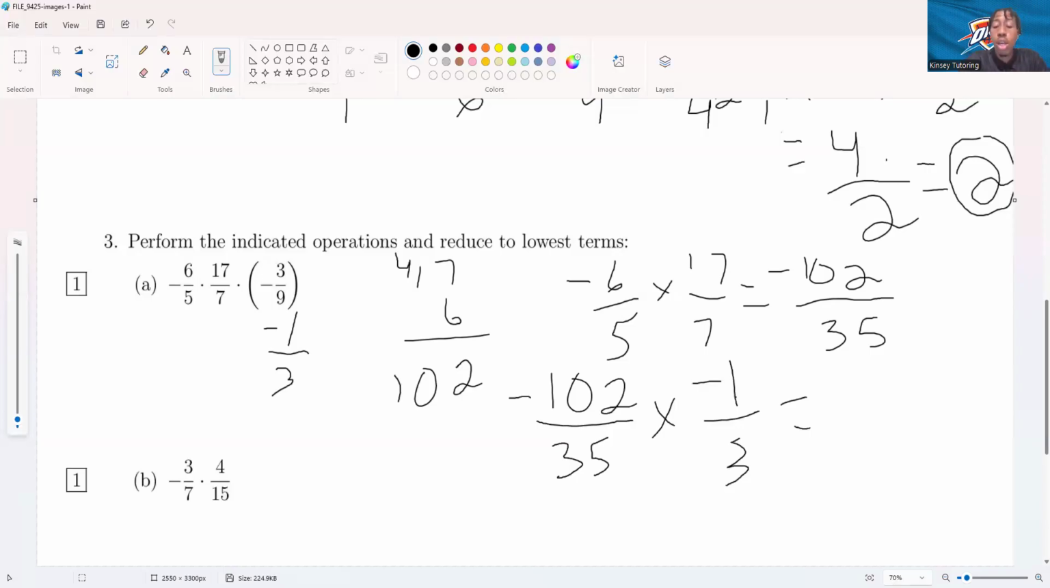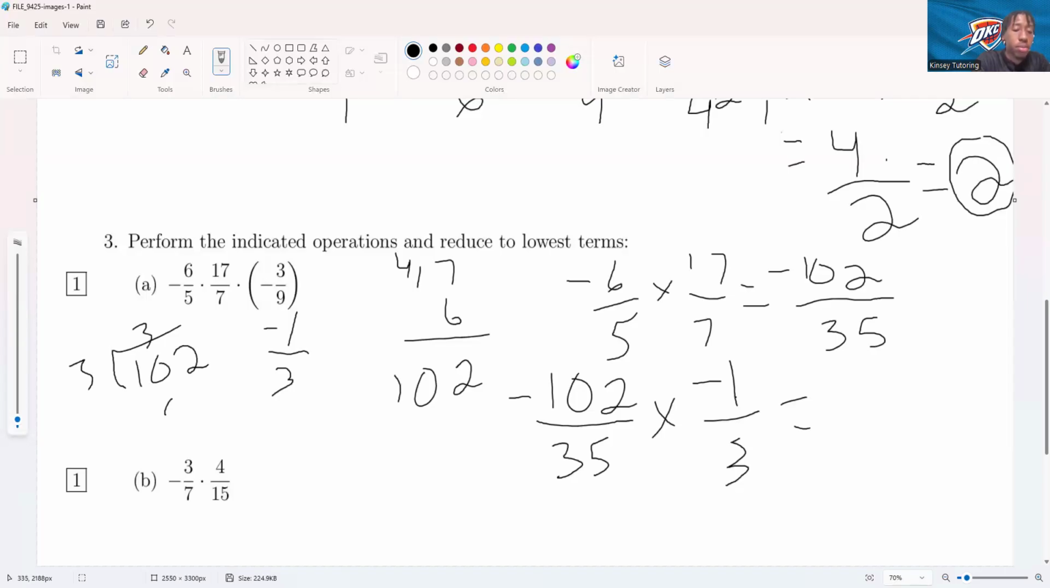Now, 3 and 102. So the rule with finding out if a number is divisible by 3 is you would add up all the digits of that number, and if the sum of that number is divisible by 3, then it's divisible by 3. So 1, 0, and 2. So 1 plus 0 plus 2 equals 3. So 3 goes into 3. We know that, right? So now we just got to figure out how much does 3 go into 102.